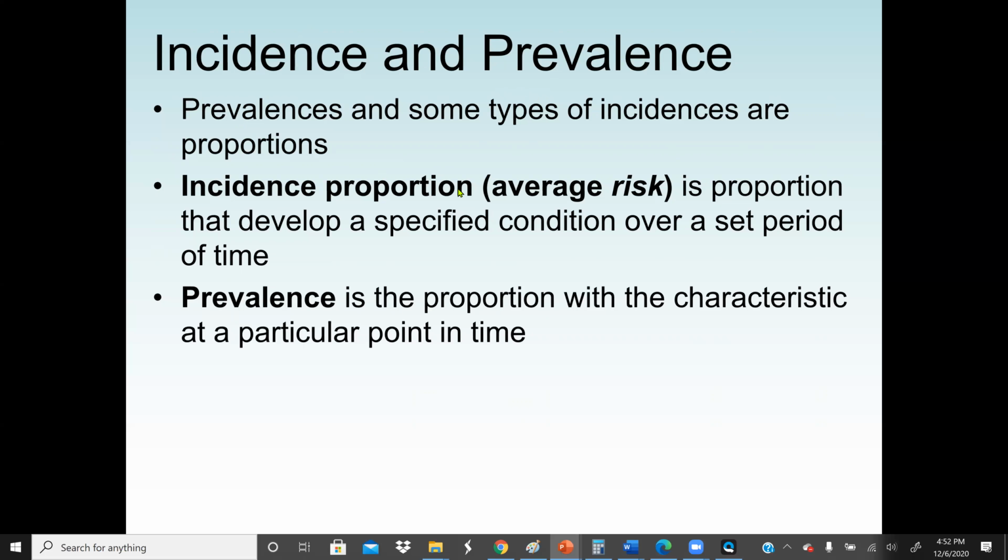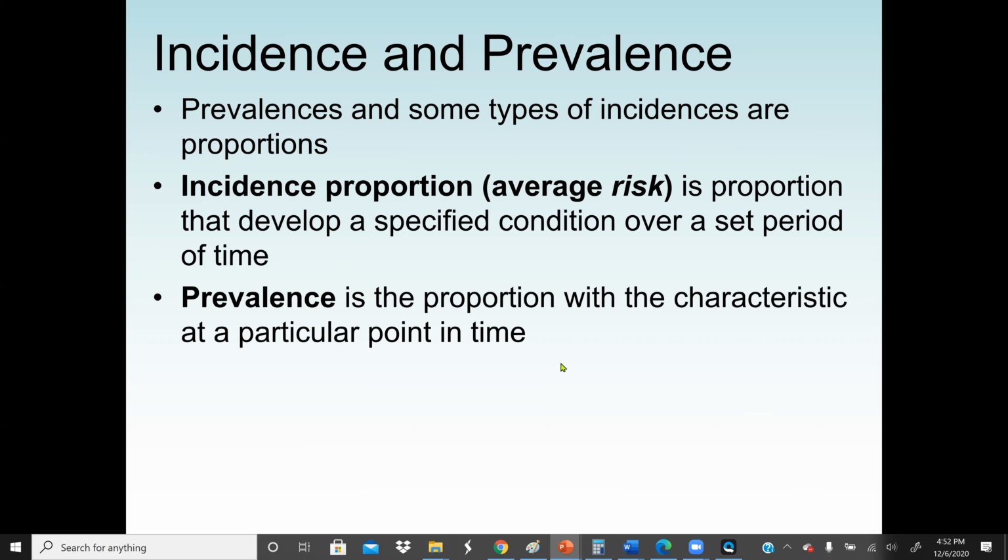So here we say incidence proportion, which is average risk, is the proportion that develop a specific condition over a set period of time. That set period of time is what makes it a new case. But prevalence is the proportion with the characteristic at a particular point in time. So again, incidence and prevalence are both proportions, percentages of something. But incidence measures the proportion of new cases based on the population that is at risk because of their behavior of getting the disease. Prevalence will give you the picture at a particular point in time.